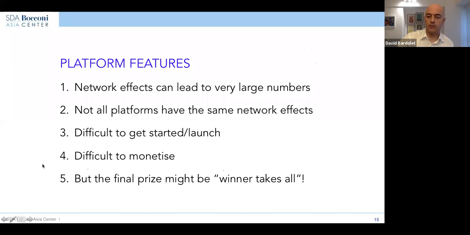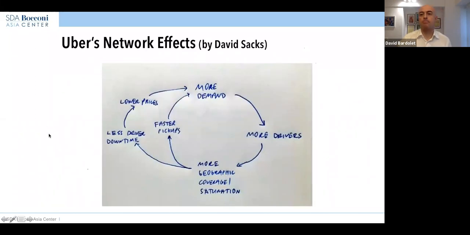Before I jump into the difficulties or the particularities of these network effects, let me show you this very simple description of the network effects of Uber, written on a piece of paper by this guy. He's a venture capitalist. And you can see that the network effects are kind of circular, right?